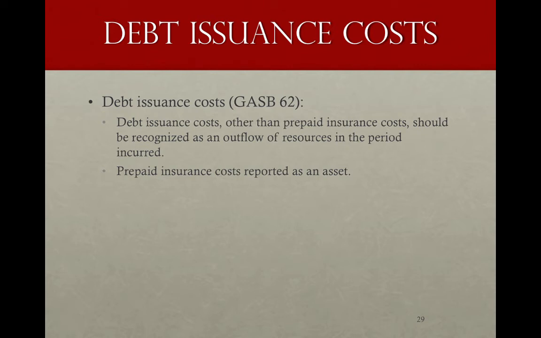Prepaid insurance, like any prepayment, should be reported as an asset. It already was before. Under Statement 65, it continues to be reported as an asset, like prepaid rent or prepaid subscriptions.